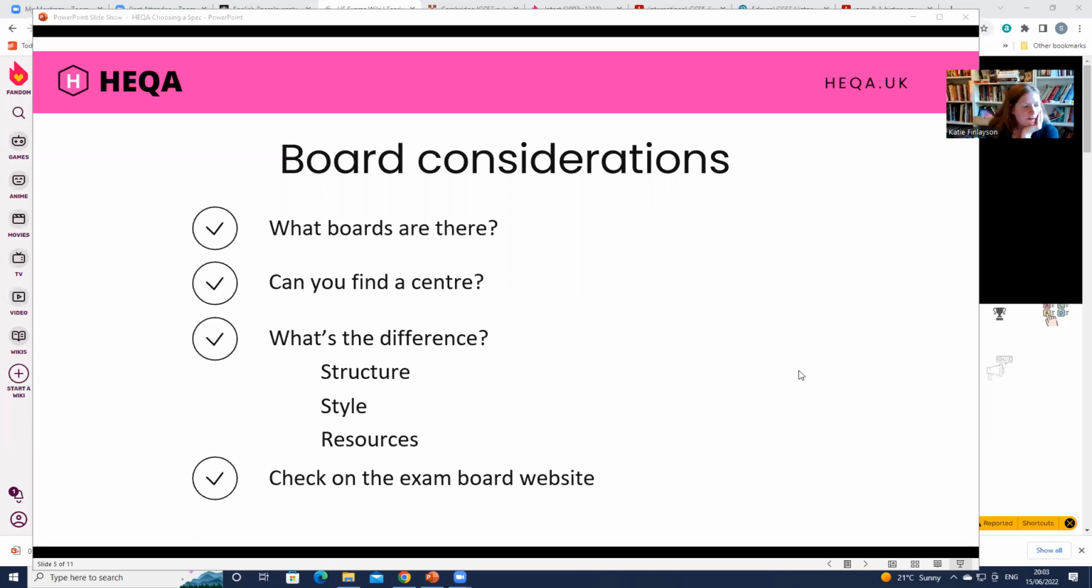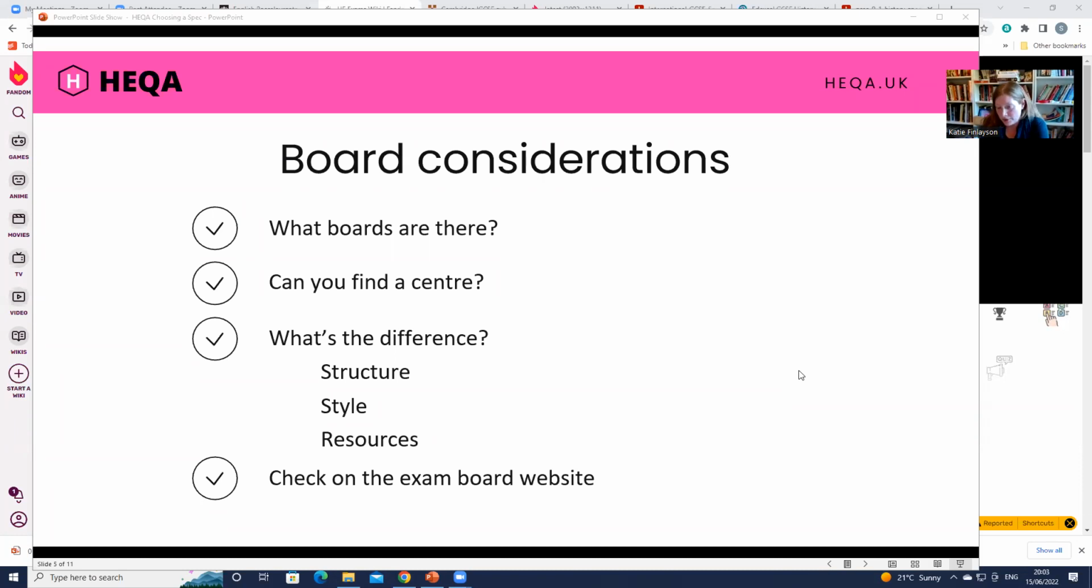Okay, so we've got a question about functional maths and English. We'll talk about those when we look at the maths options and the English options. And the other thing that can be a reason to choose one board over another is the resources that are available. So the exam boards will put up extra things.